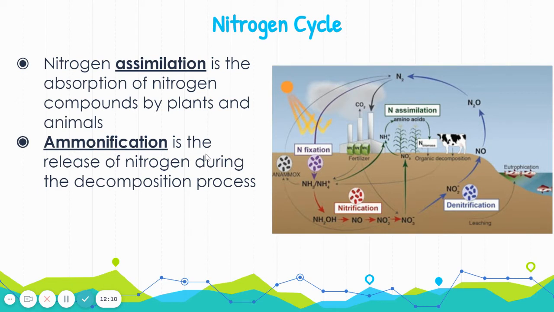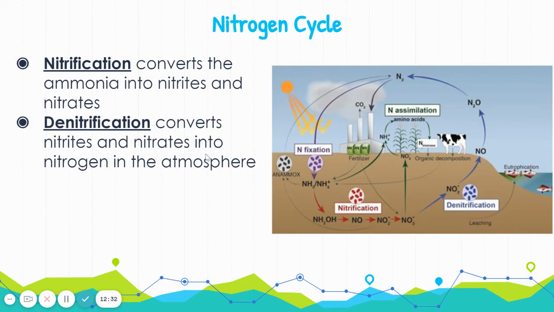There's a process called assimilation. That's the absorption of nitrogen compounds by plants and animals. Ammonification is the release of nitrogen during the decomposition process. So as organisms release waste or as they die and decomposition is happening, that is the ammonification part of the nitrogen cycle.